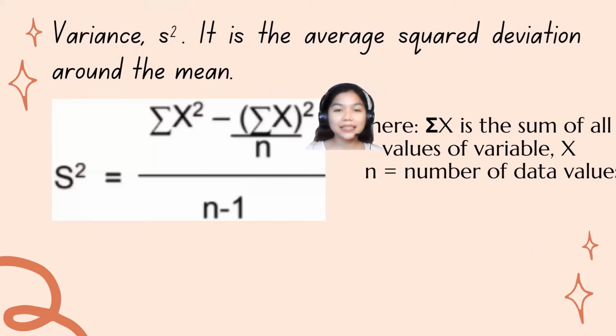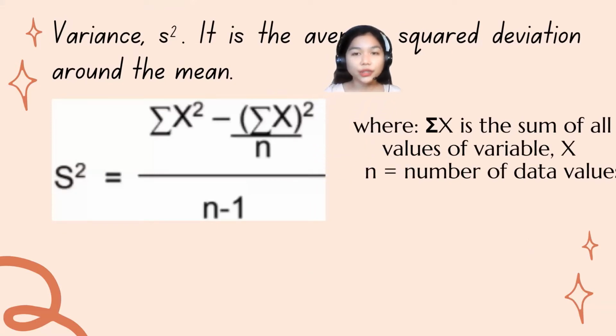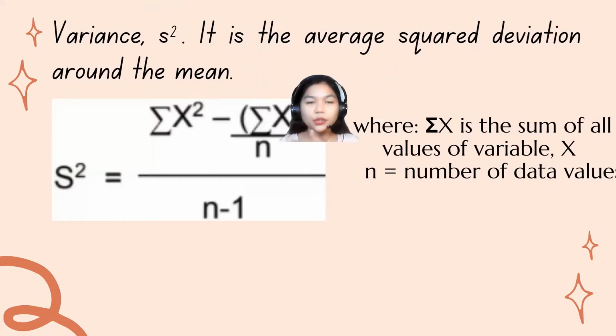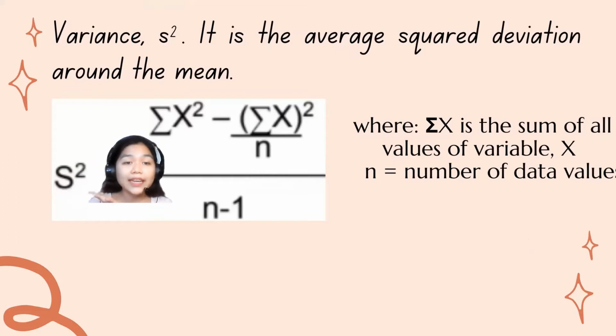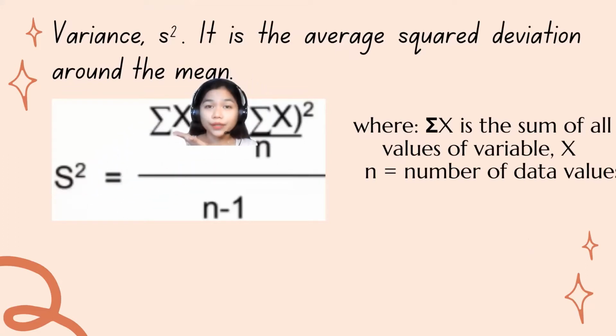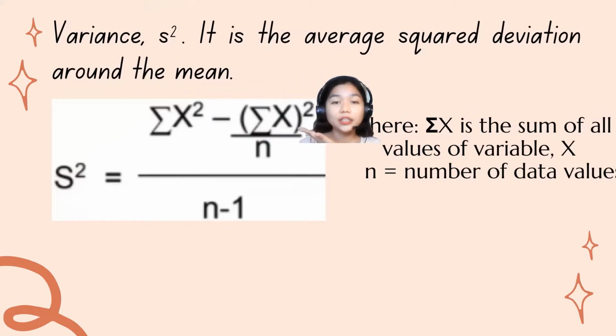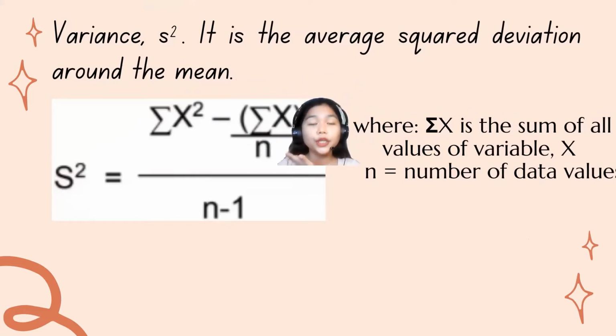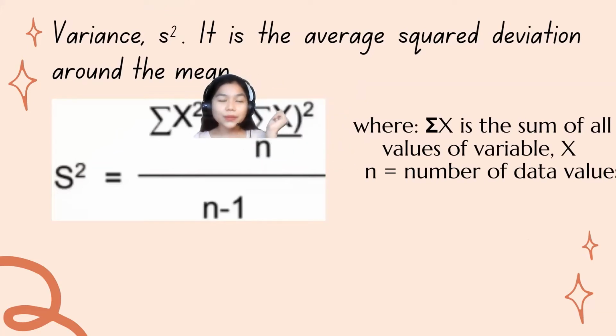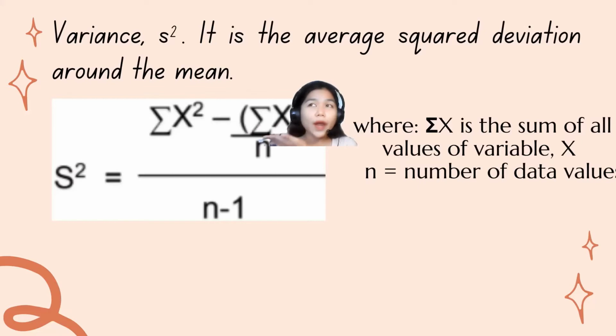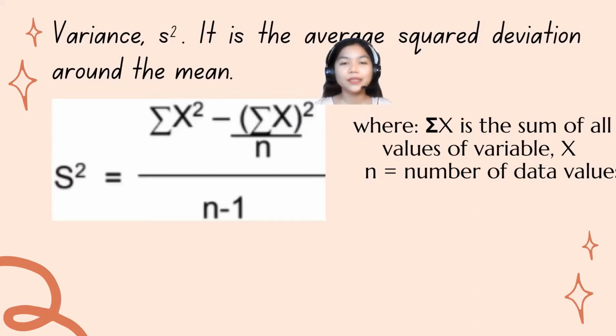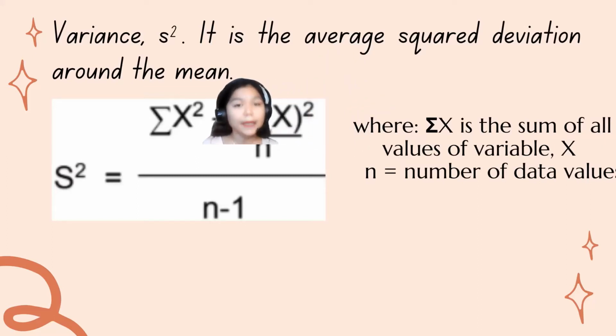Variance is S squared. It's simply the average squared deviation around the mean. To compute this, sample variance is equal to summation of x squared minus summation of x, then square this, over the number of samples. Let's try to associate this with your summation notation. Is this sum of squares or square of a sum? Sum of square or square of a sum? That's your assignment because I've already discussed those things to you. By now, you should be able to identify the difference between the two.